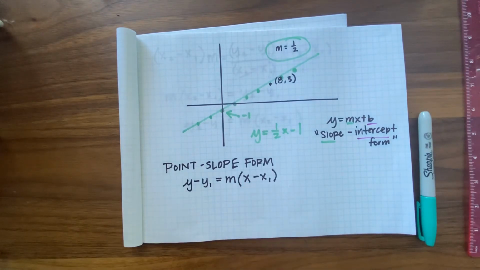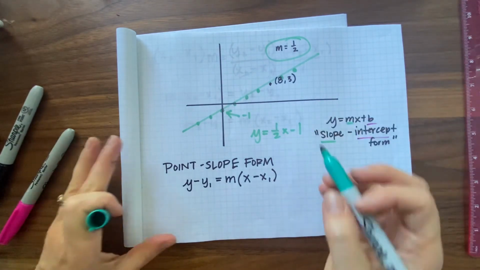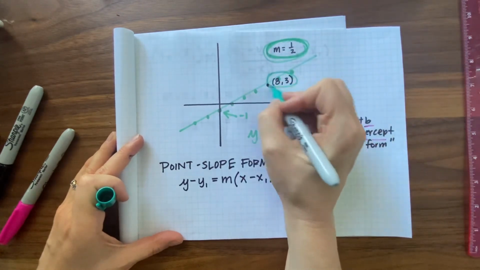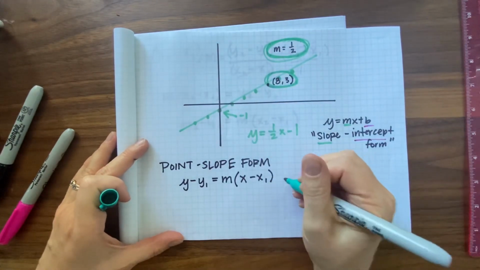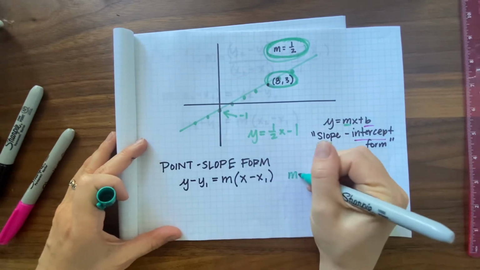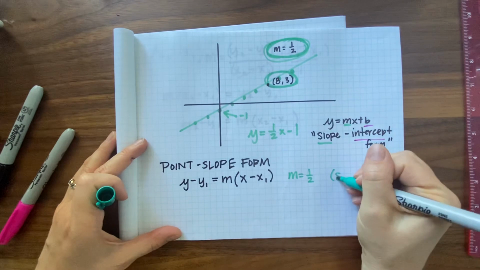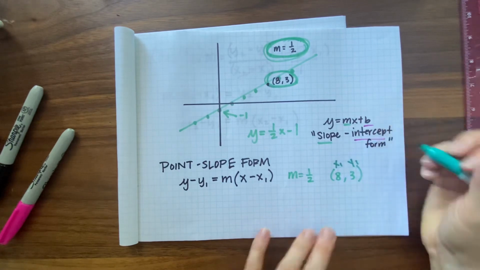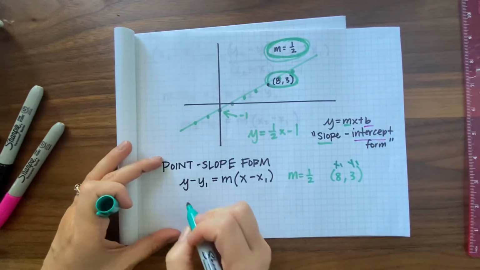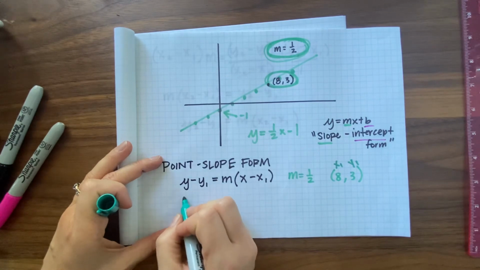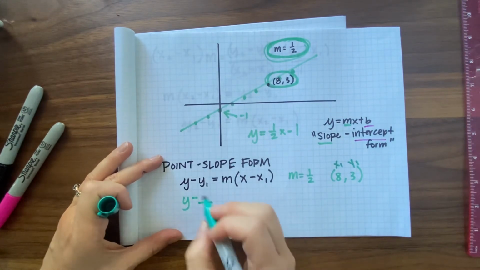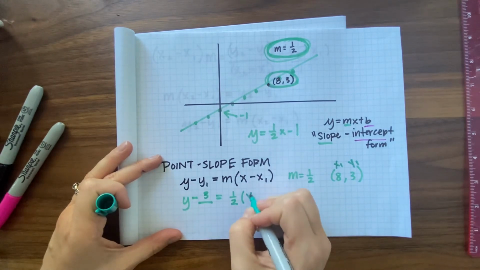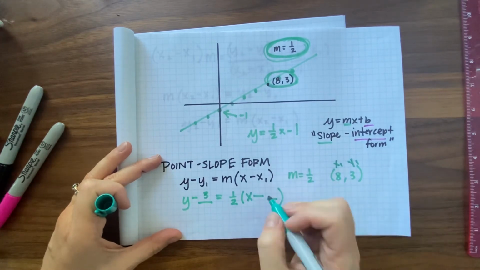So now, look at what we're going to do with the information we started with in the problem. We had the slope and we had a point. So if I say that m is 1/2 and (8, 3) is a point on the line representing x1 and y1, look at what happens. I'm going to plug them in. So I'm going to have y minus y1, 3, is equal to m, 1/2, times x minus x1. What was x1? 8.